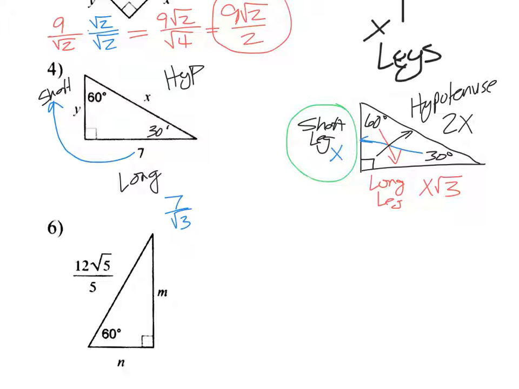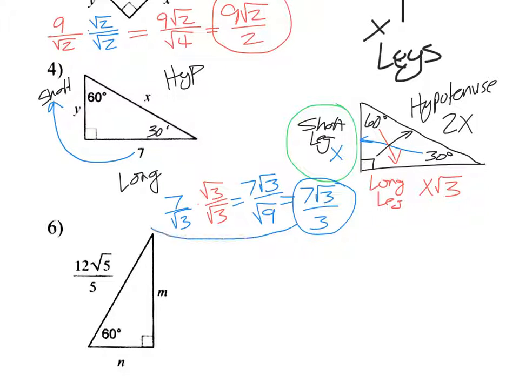But again, we have to rationalize, so square root of 3 over square root of 3. That gives us 7 square root of 3 over square root of 9, but the square root of 9 is 3. So 7 square root of 3 over 3. That is Y, our short leg.